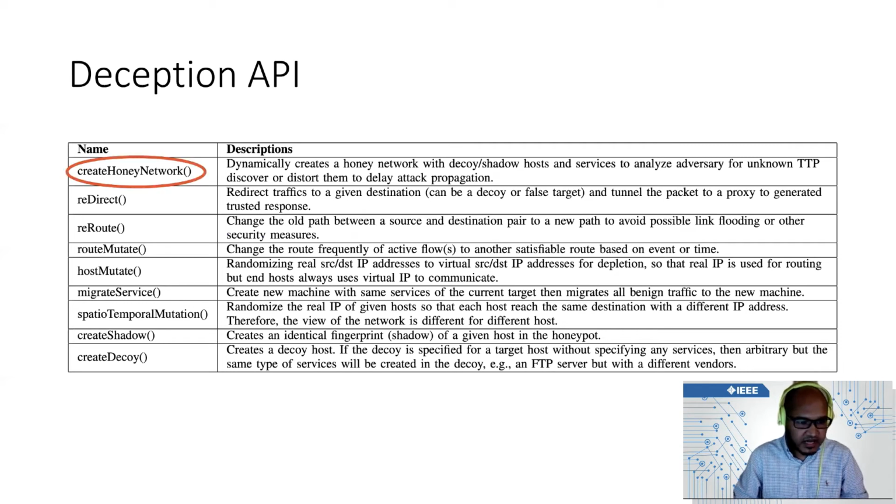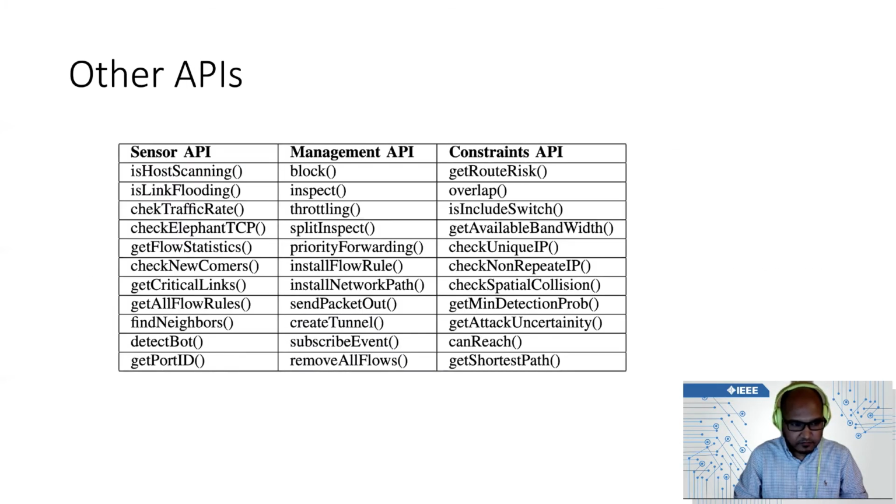For example, the Create Honey Network API will dynamically create a honey network with decoys and shadows of a given target. The Create Shadow API creates an identical fingerprint of a given host in the honeypot. These are the list of other APIs. For example, Easy Host Scanning and Get Critical Links are sensor APIs to monitor adversary activities. Management APIs such as installing flow rules and blocking particular traffic will configure the network. The constraint APIs such as overlap and can reach will help to optimize the deception planning.